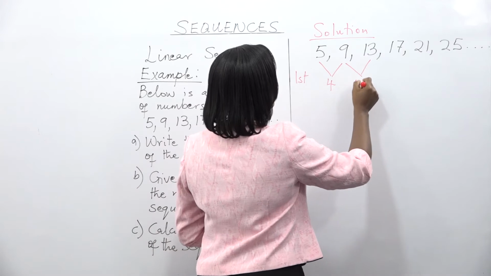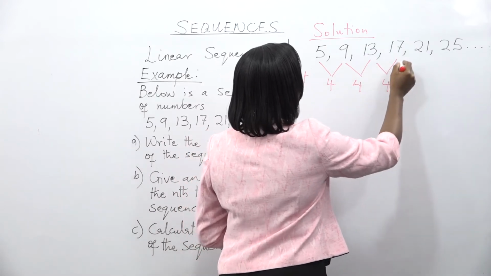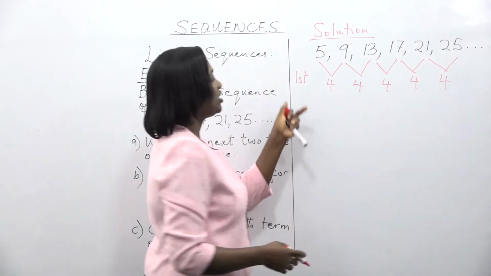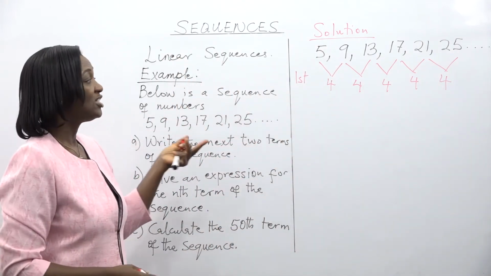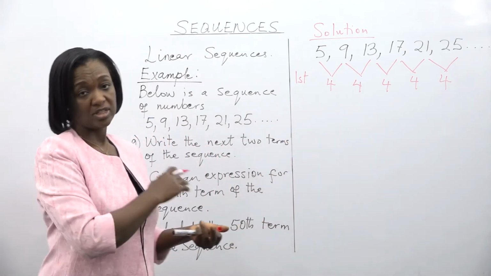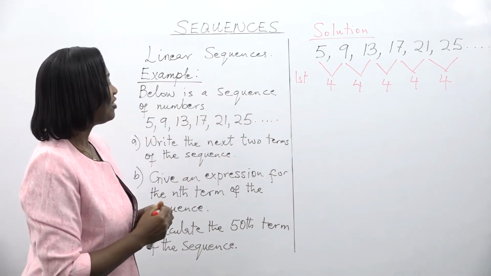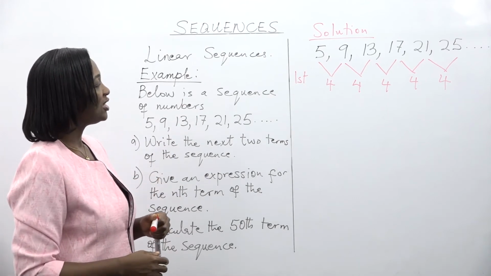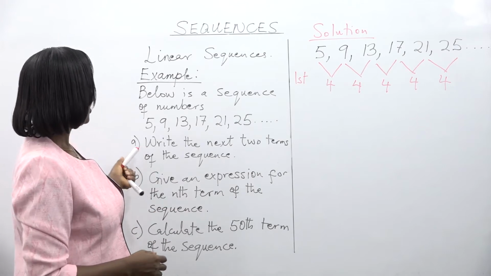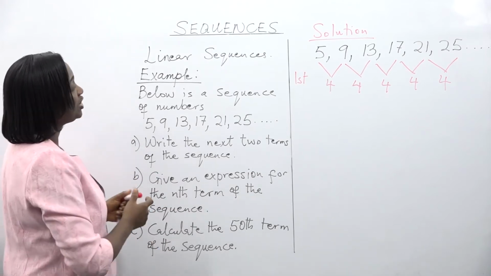13 minus 9 is 4, 4, 4, 4. We already saw that this is a linear sequence because it's increasing by 4. The first common difference is a constant. So having found that, the formula to find the nth term, we'll get there soon. But the first question says, write the next two terms of the sequence.